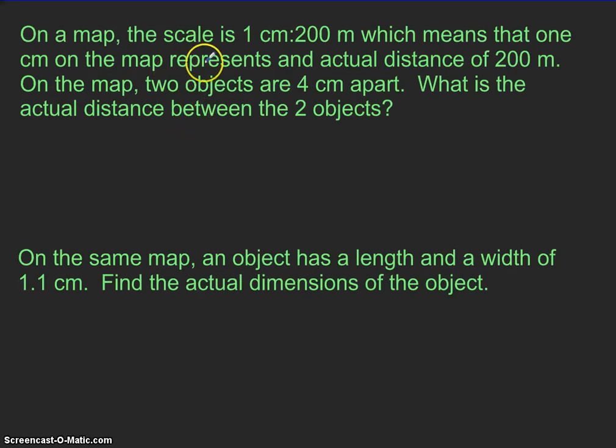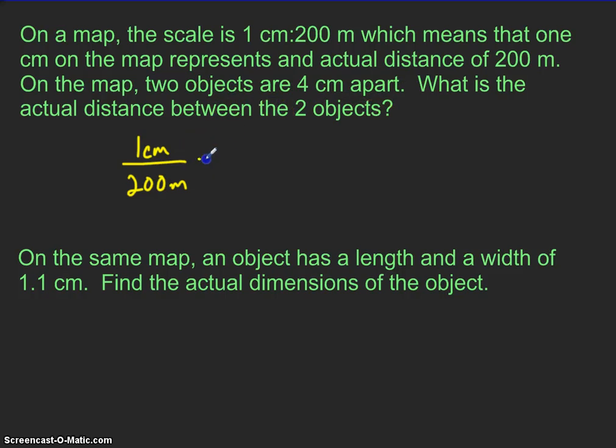Let's look at this scale on the map. We have a scale of 1 centimeter to 200 meters. Now this scale is a ratio: 1 centimeter, 200 meters. So on a map, two objects are 4 centimeters apart. What is the actual distance?